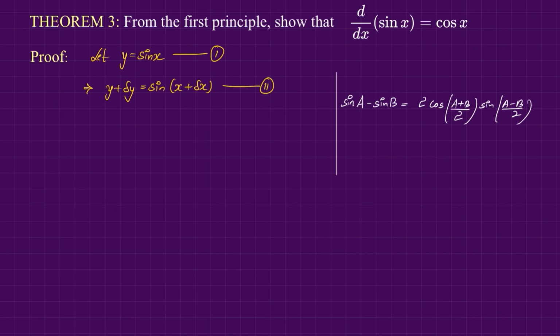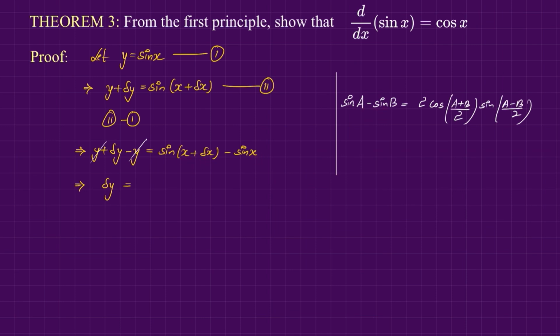Okay, so let us subtract equation 1 from equation 2, so we will have y plus delta y minus y equals sin of x plus delta x minus sin of x. So here y and y gets 0, so we will have delta y equals, now we will use this formula sin a minus sin b, because this is in the form of sin a minus sin b.